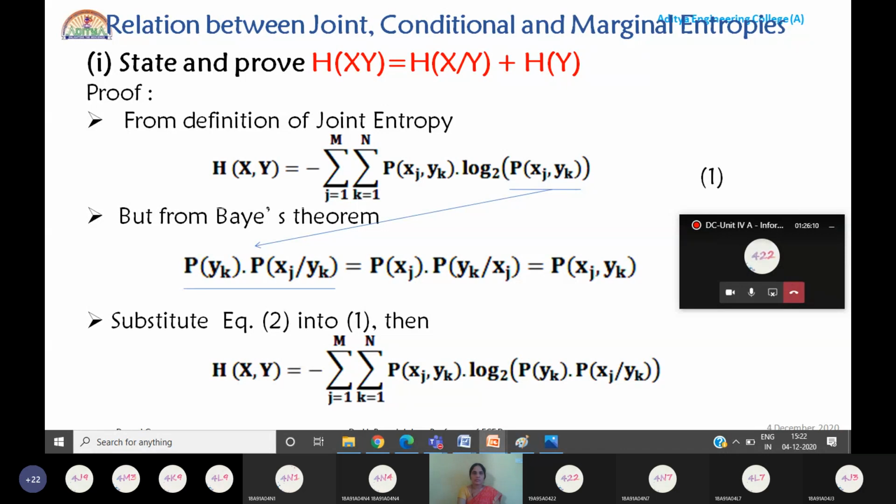First, we will write the joint entropy equation. From Bayes theorem, we will divide the terms into x terms and y terms, madam. We can define this internal joint probability term as either p of yk into p of xj by yk, or p of xj into p of yk by xj. Here, what are the RHS terms? H of y plus H of x by y. Yes, ma'am. So which relation should we equate it with?